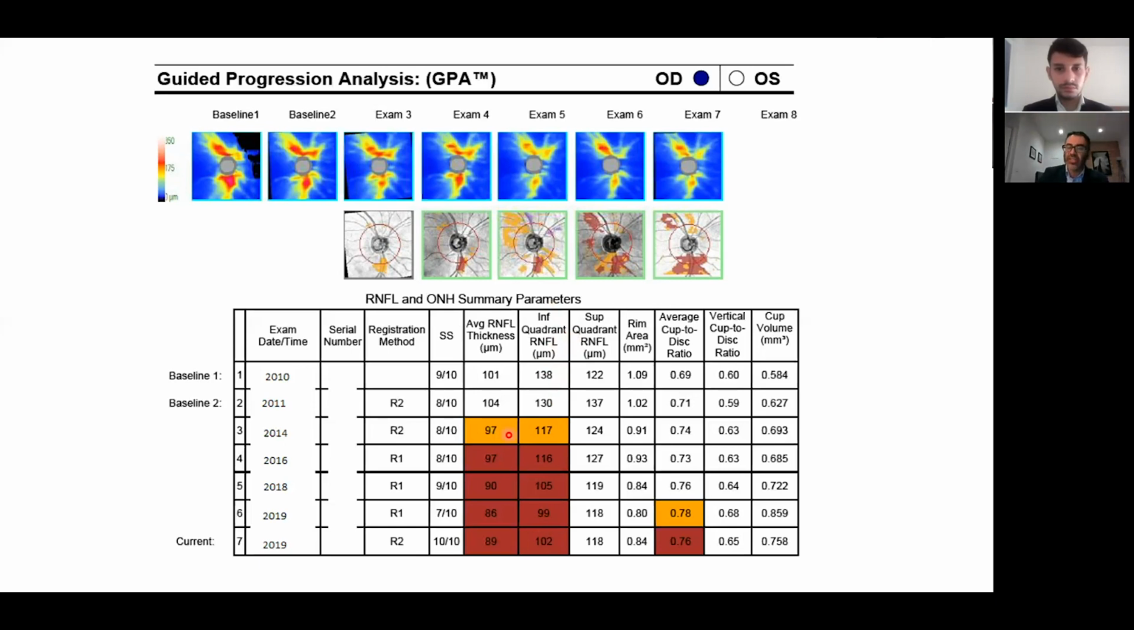The average thickness has also changed as well, from 101 all the way down to 89. So that is a statistical significance. There is progression in this case, even though the visual fields actually looked pretty normal in 2019 and pretty normal previously. Let's move over to the other eye.